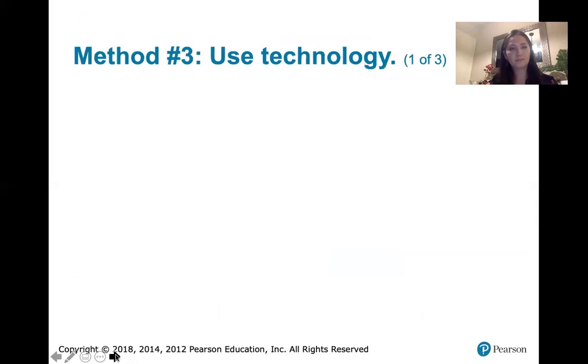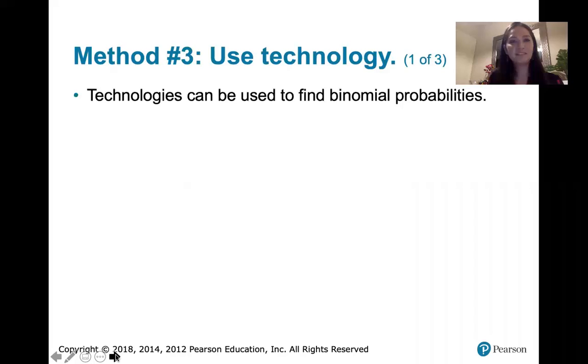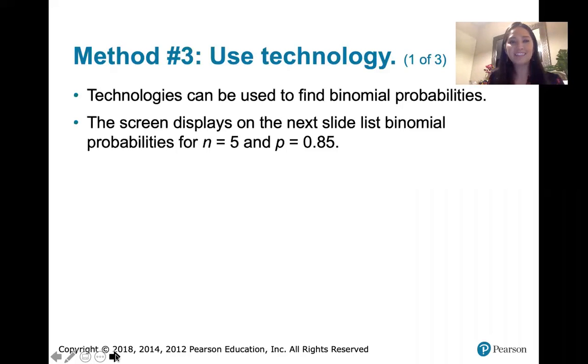Okay, so the first method was intuition. And that's the least efficient method of all the methods that we're going to talk about. The next one was the formula, but the formula itself agrees with intuition. So now you can trust it because you know where it comes from. Now you can just apply it if you want to. Now, even more efficient than using that formula is using technology. So technology can be used to find binomial probabilities. I'll show you some screen displays on the next slide.